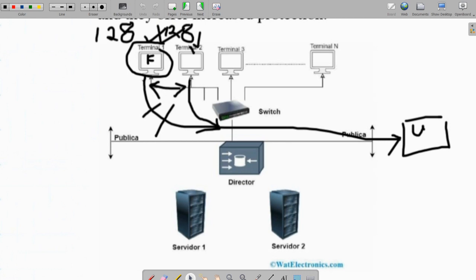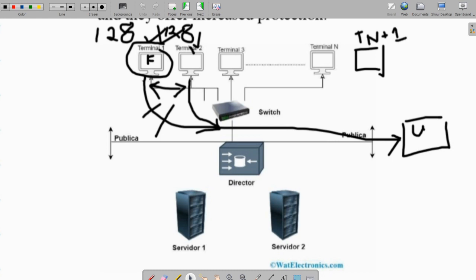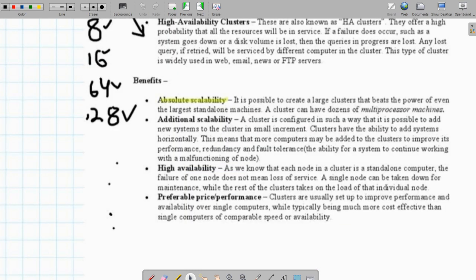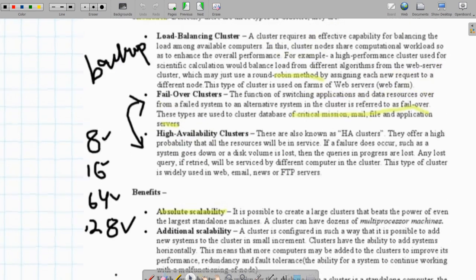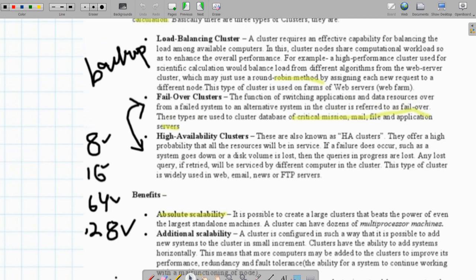Now, you can add an extra terminal to this horizontal architecture, say terminal n+1, with little cost, right? You can obviously think of it. Now, the next advantage which this additional scalability point offers you is the ability for a system to continue working with a malfunctioning node, which we have discussed while we were talking about failover clusters and high availability clusters.